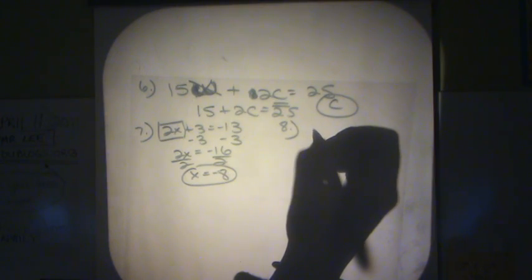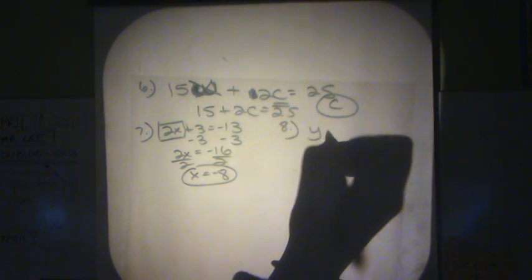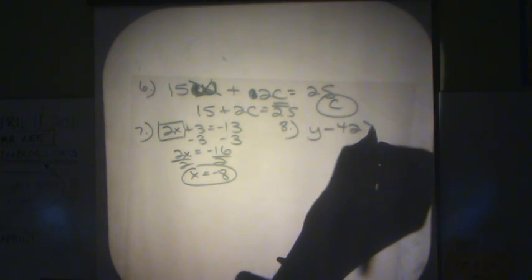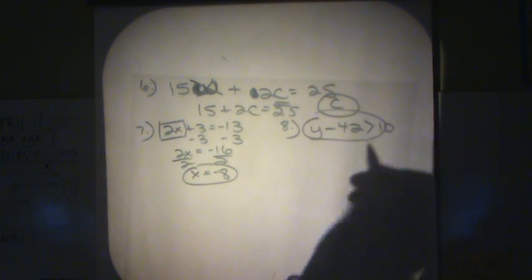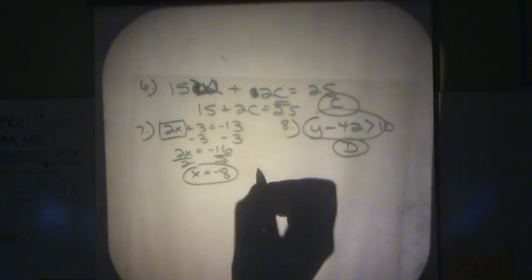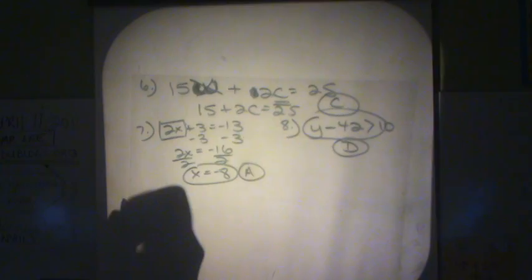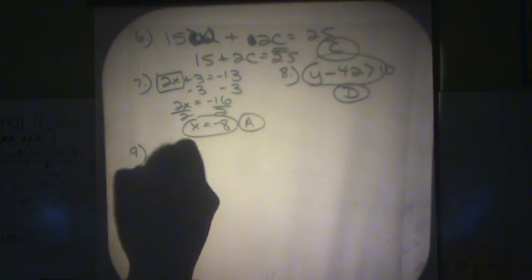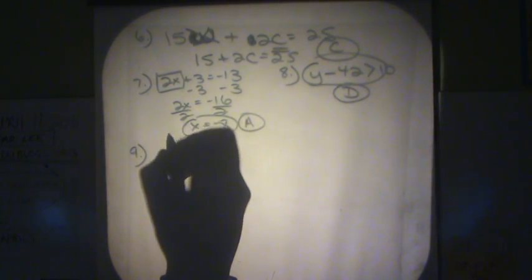Which inequality shows 42 less than y is greater than 10? So 42 less is actually y minus 42. Remember, less than is one of the ones that you flip. You're not solving. All you have to do is write. And so that's D. Finally, one that's different from A, B, C. Number 9. I'm going to go check how I'm doing on time in just a second.